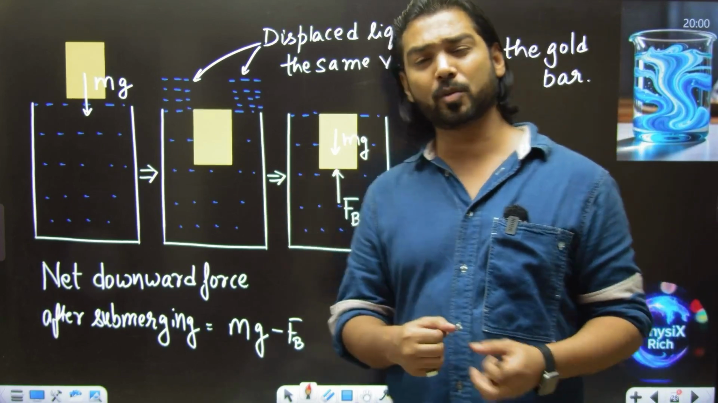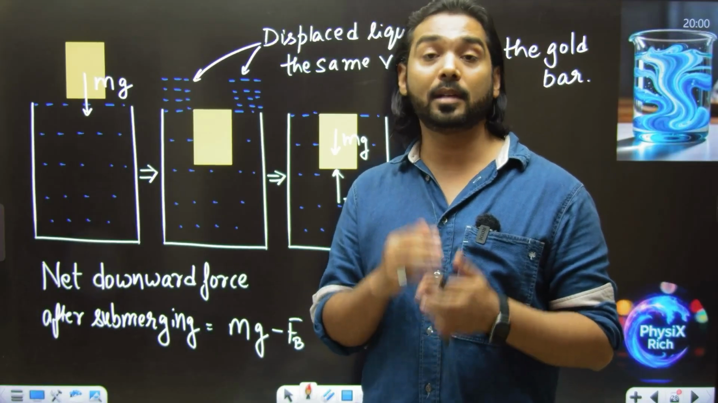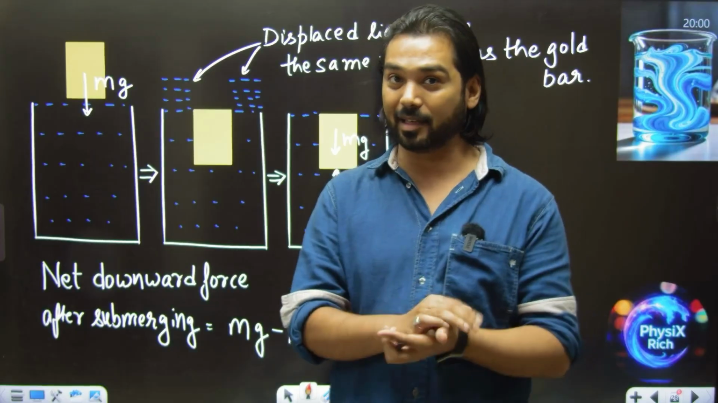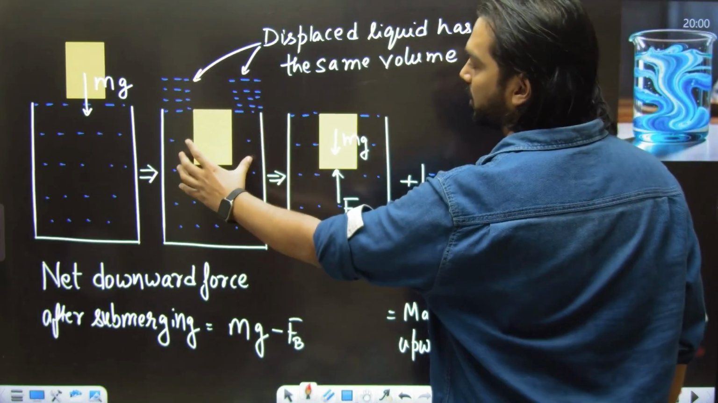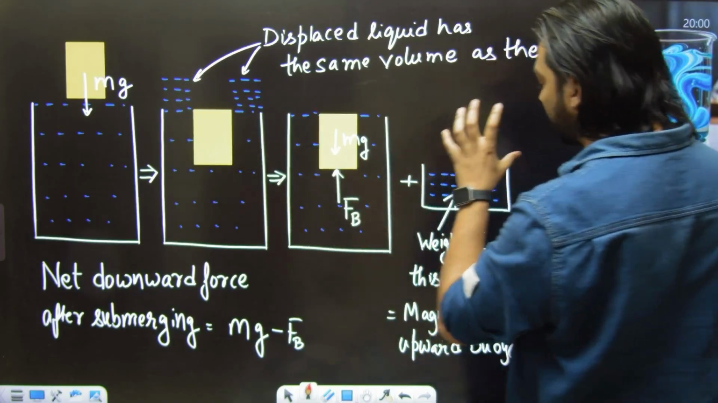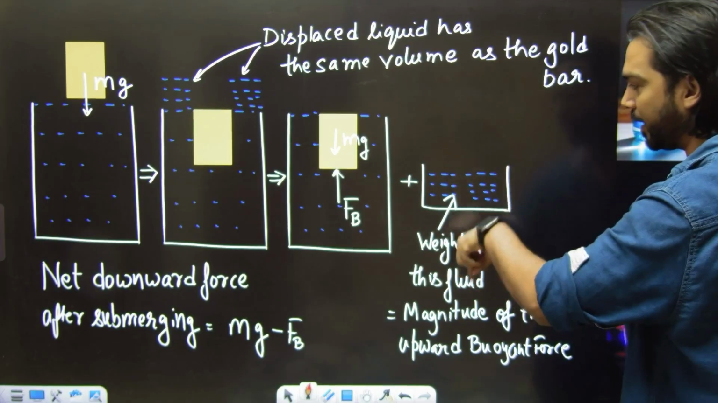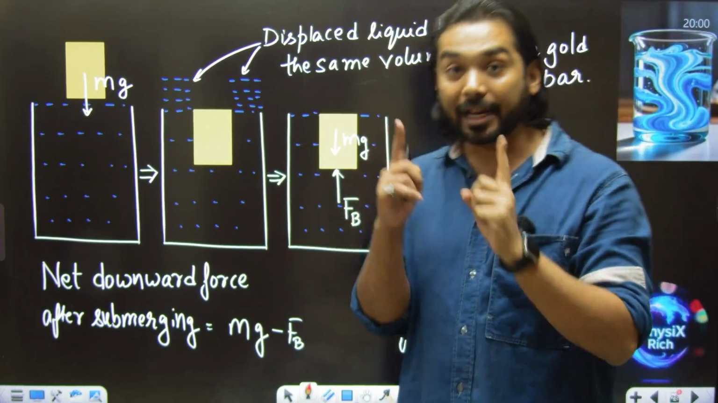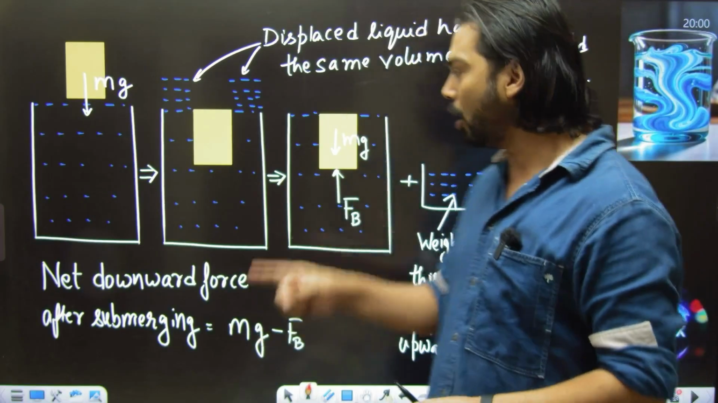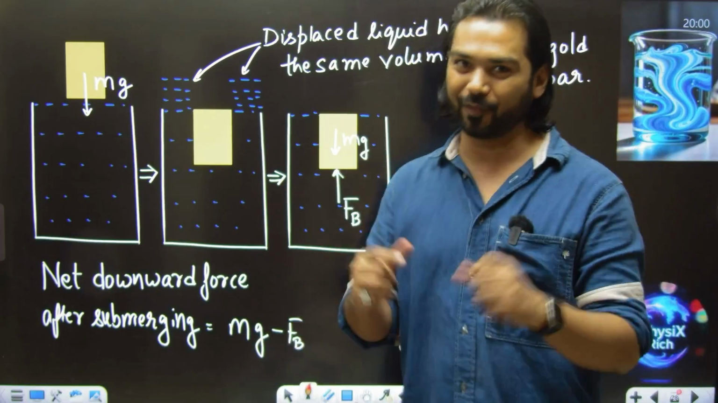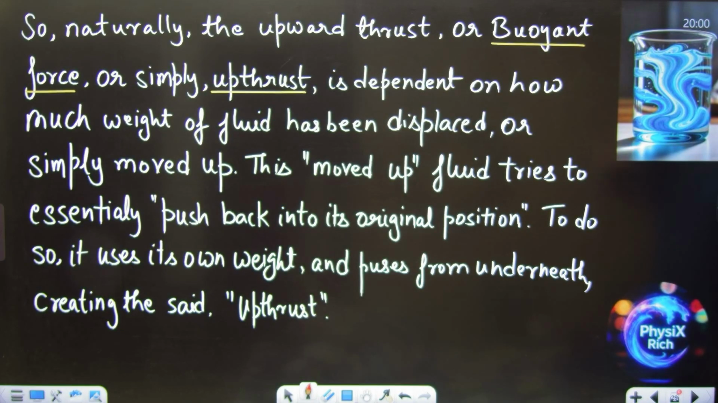Now you must be confused: but sir, doesn't the weight always act in the downward direction? And the answer is yes, my dear students, the weight always acts in the downward direction. But we are talking about the weight of this displaced fluid, this fluid which is moved out. The weight of this fluid is acting on this fluid in the downward direction only. But the magnitude of this acts in the upward direction, and that force on this gold bar is called the buoyant force.